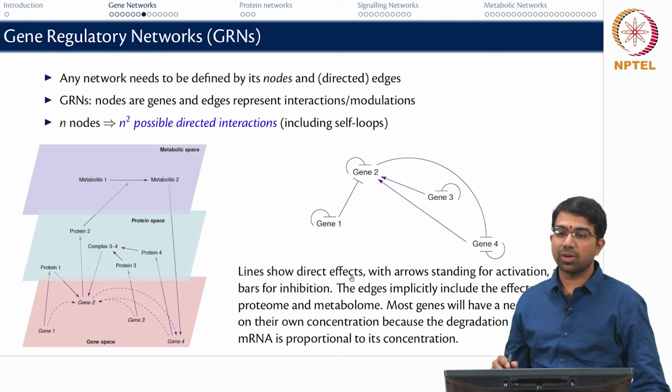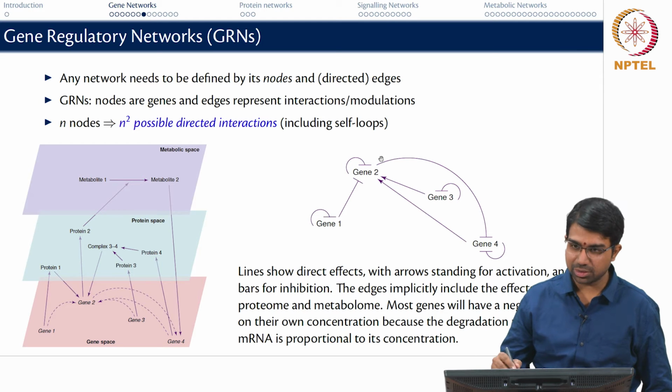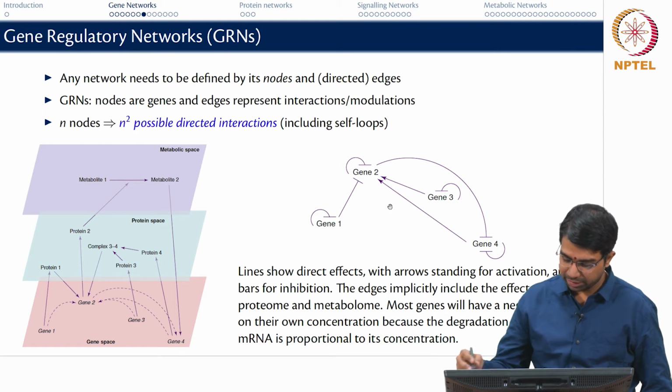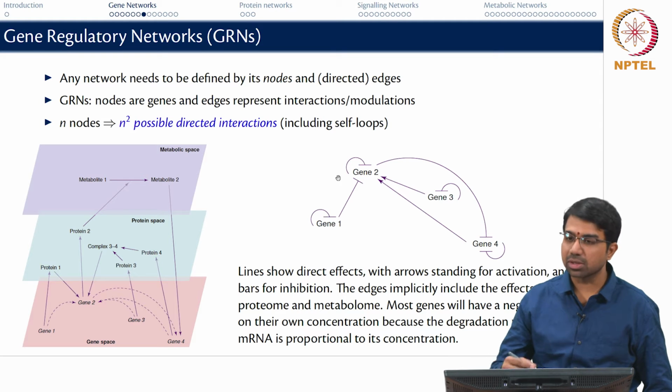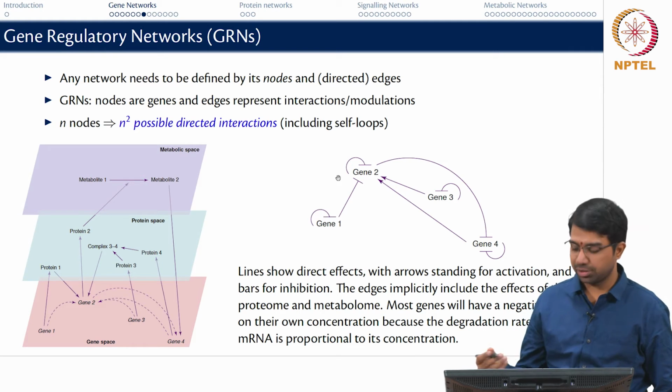But how does it differ from many of the other networks we saw? There are self interactions, right. That is because most genes will have a negative effect on their own concentration because of the mRNA degradation rate. So, higher the concentration, faster the degradation.